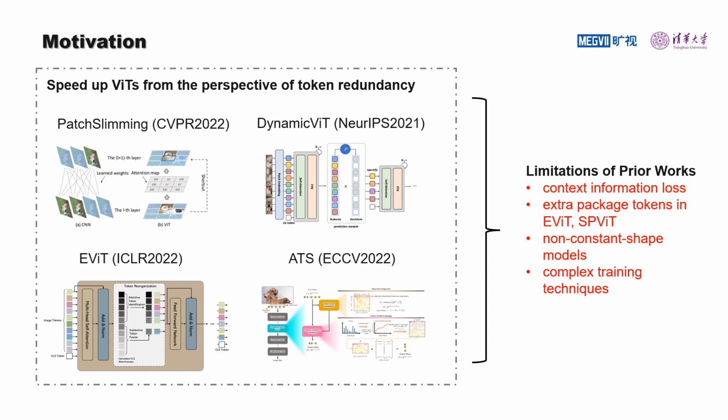There are already some works that prune the redundant tokens in ViTs. Patch slimming and dynamic ViT learn to drop tokens dynamically based on the input images, which leads to context information loss. Moreover, EViT compresses the originally pruned tokens into an extra new one, but it's not enough when meeting more aggressive compression. The recent work, such as ATS, learns to prune tokens with an input-dependent number more dynamically, but it needs to a long constant shape model.